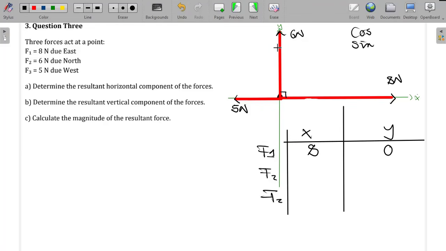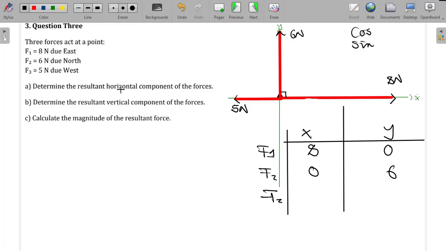The same thing applies to the 6 Newton force here. This one is due north, which means it only exists in the y component, so the x component will be equal to 0, because we said the angle here is 90. So we're going to say 6 cos 90; cos 90 is 0, so this is going to give us 0. Then 6 sin 90, sin 90 is 1, so this is going to give us a 6 here.